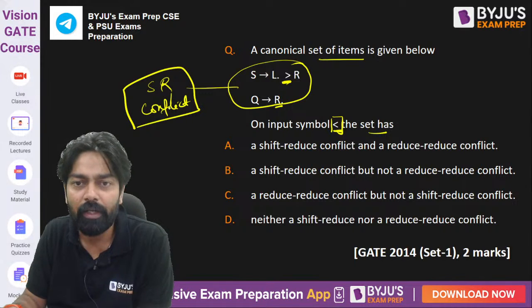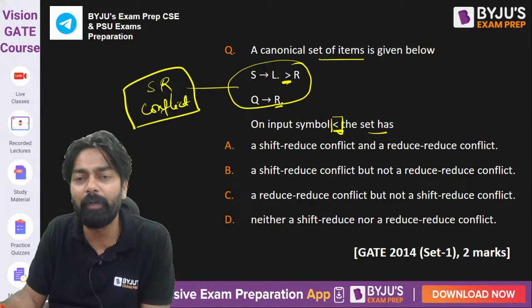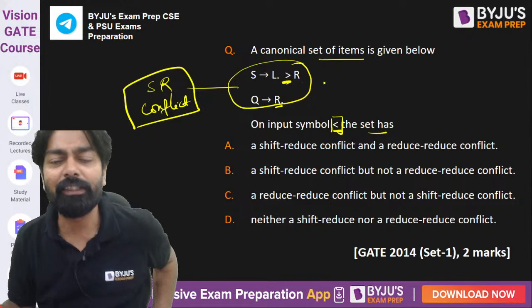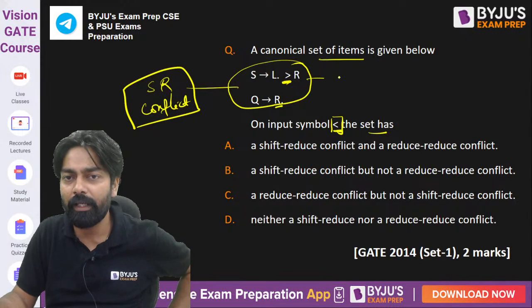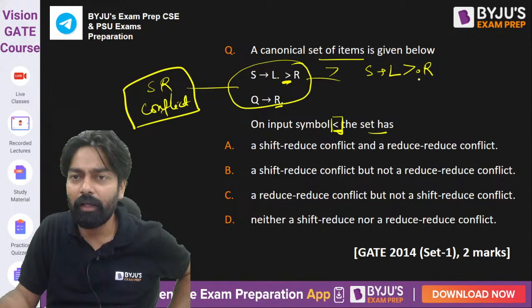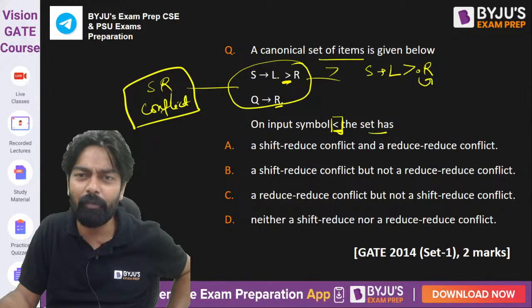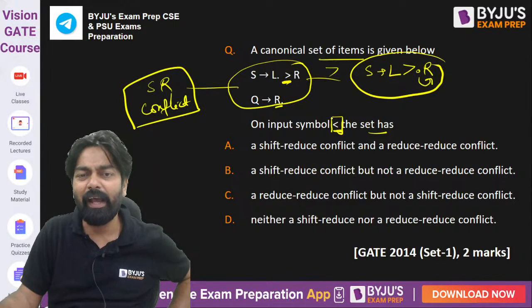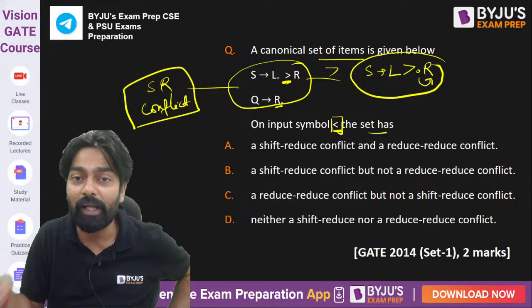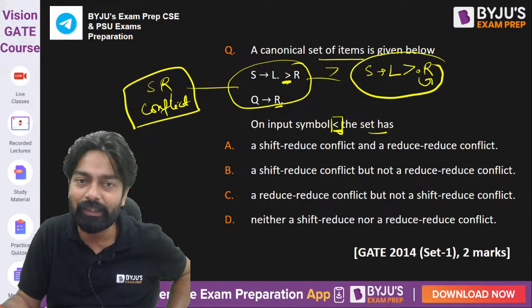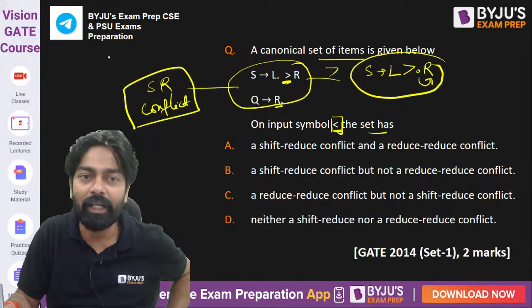Are you getting my point? But they are talking about the input symbol, and we don't have any input symbol. Even if you do a transition on greater than here, what will happen? S goes to L greater than dot R. If R is a variable, I think the R production they have not given either. So I think this question is incorrect. But as of now, what you can comment is that if you talk about this state, we have an SR conflict in LR0.